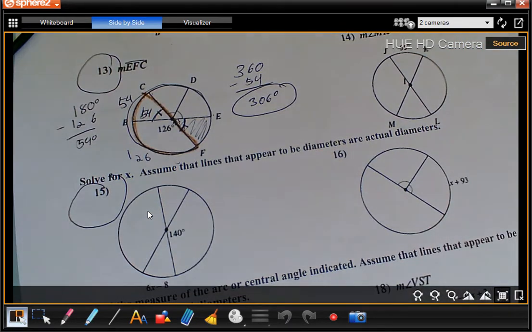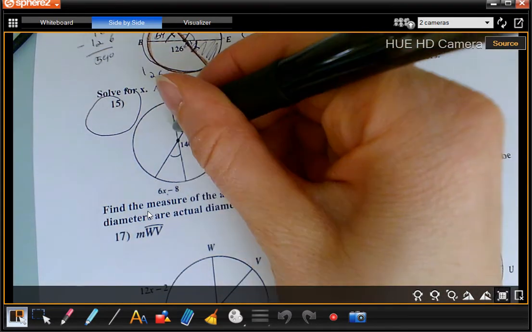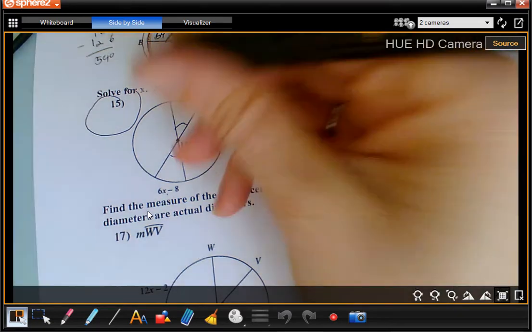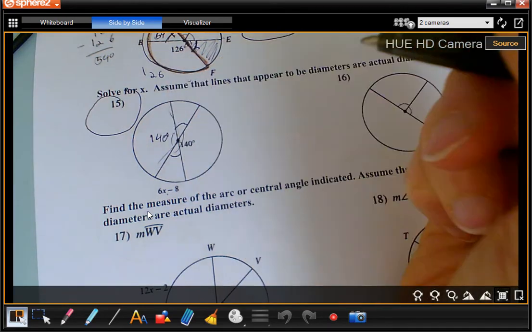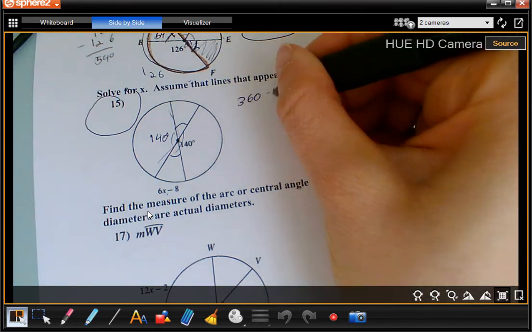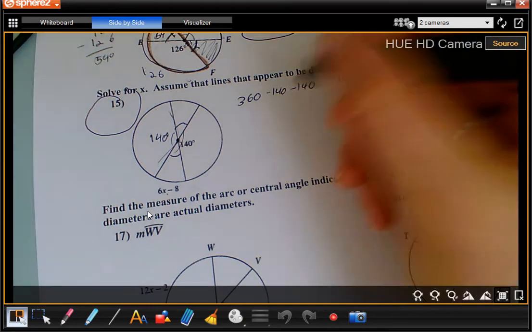Okay. All right, we want to find what x is. We know these two are equal. Okay. We know if this is 140, we know this is 140. These are vertical angles, so they have to be equal to each other. So right away we can go 360 minus 140 minus 140. Make sure you don't do 14. We're going to subtract 140 from it. And we get 80 degrees.